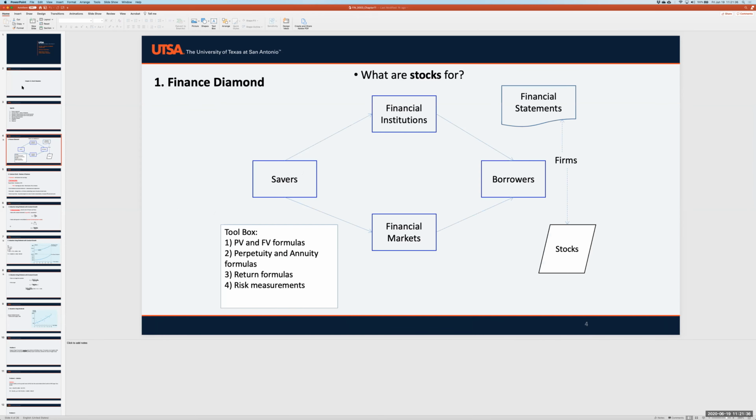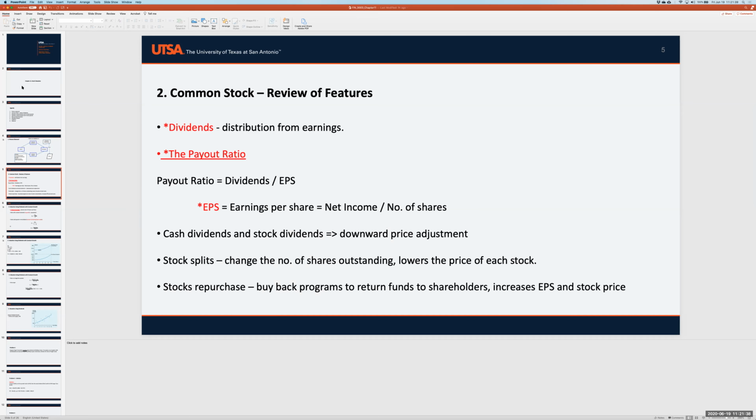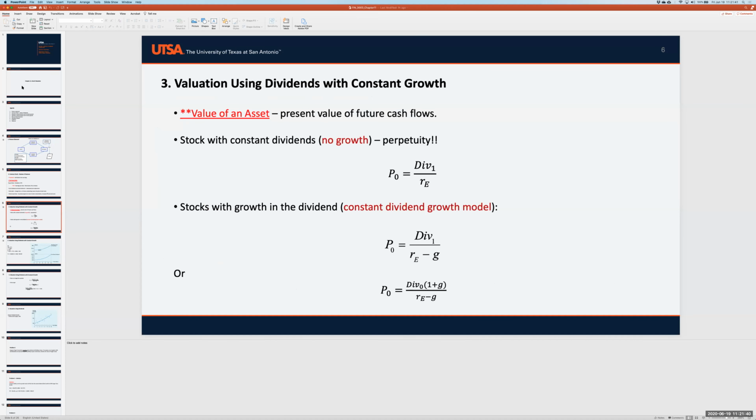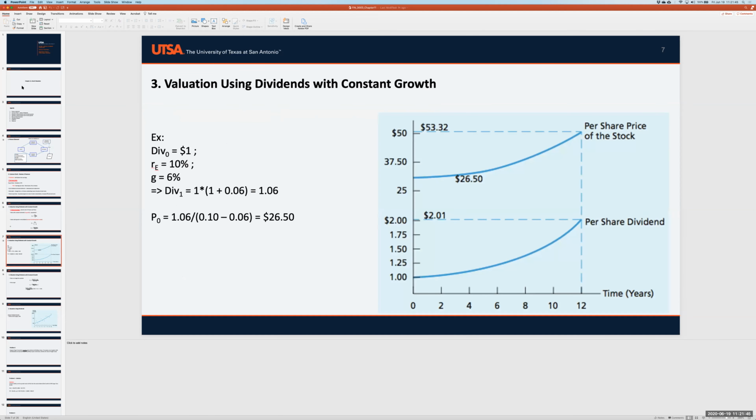I skipped this. We already know what the payout ratio is. This is kind of a quick review for chapter 10, and the valuation using dividends with constant growth. As you see, we have constant growth, per share stock prices increasing, and these are the dividend payments. This is constant growth, and this is the exponential growth for the dividends. How does this exponential growth of dividends affect the price of the stock?